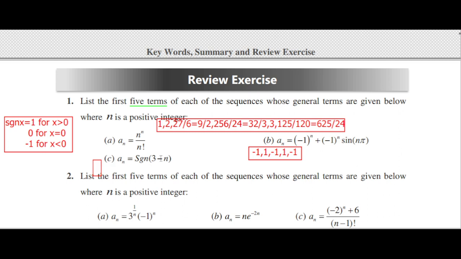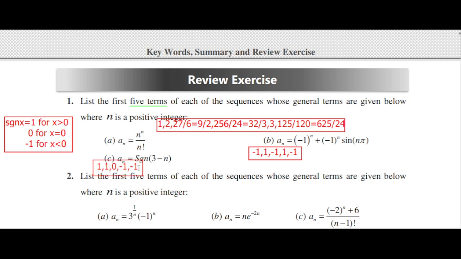Now using this definition of the signum function, let's compute this. If we substitute 1 here, 3 minus 1 is 2, which is greater than 0, so the first term will be 1. If we substitute 2, 3 minus 2 is 1, which is greater than 0, so 1 again. Let's substitute 3, 3 minus 3 is 0, signum of 0 is 0. Let's substitute 4, 3 minus 4 is minus 1, less than 0, so the value is minus 1. Let's substitute 5, 3 minus 5 is minus 2, less than 0, so the fifth term will be minus 1.